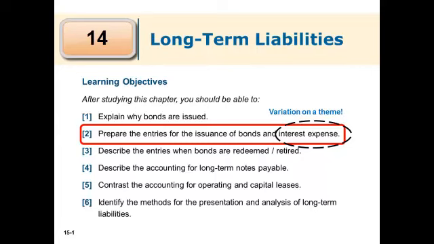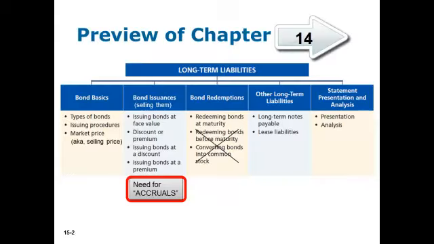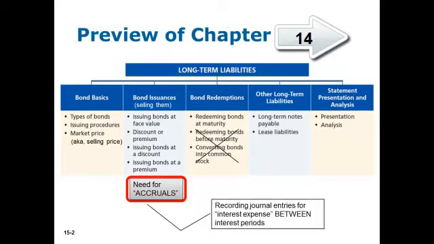That is a variation on a theme. Normally we're recording interest expense because it was due and payable every 6 months. What happens if we need to adjust for interest earned by bondholders before the due date of that interest payment? So we're talking about the need for accruals, making journal entries that do not affect cash. So we're going to record a journal entry for interest expense between interest payment periods.